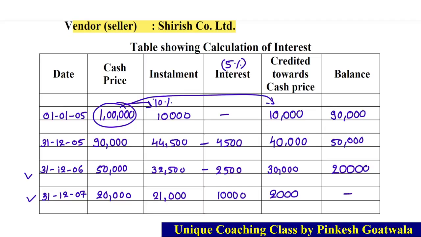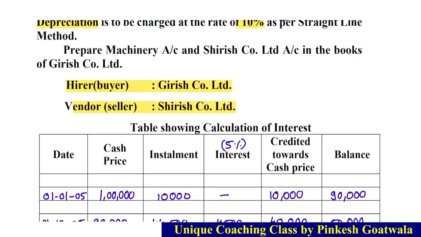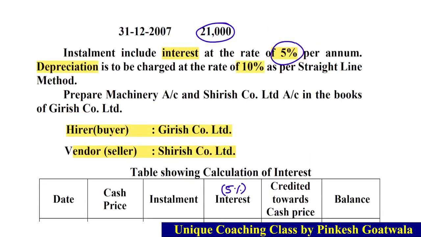Okay, clear? So remember, when the down payment is not given, you have to suppose the cash price. In that case, you will get the amount of down payment as well as the cash price. So here our table is completed, right? Now what do we have to prepare? I told you that in a question they ask for journal or accounts or both. So in this question, remember, whatever they ask in a question, just prepare that.